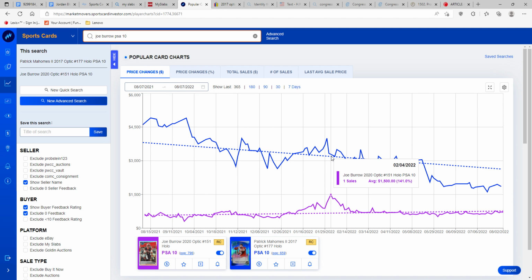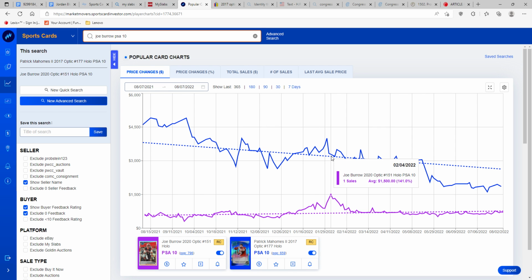And today I'm going to talk to you about utilizing this really great tool, the Sports Card Investor Market Movers Pro, in order to maximize your profitability in the sports card hobby. And today, more specifically, what I wanted to talk to you all about is trend lines and trying to figure out how to find the most profitable buys so you can really maximize your profit and passive income in the hobby.